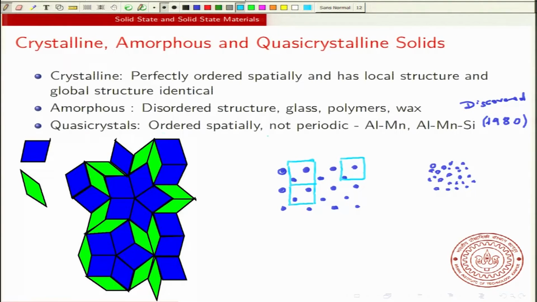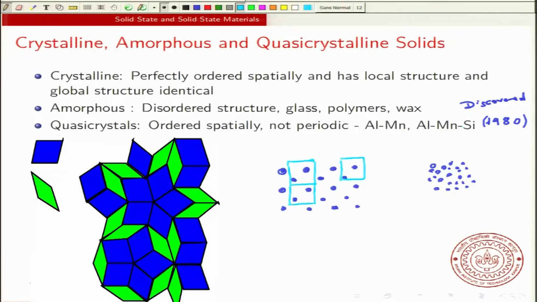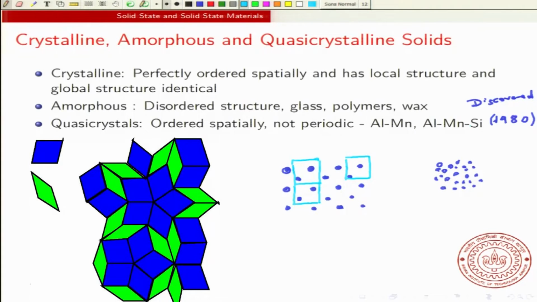You say it is ordered spatially, but it is not periodic, and this has been observed in some alloys like aluminum manganese alloy, aluminum manganese silicon alloy. So, just to show you what something that is ordered but not periodic would look like. Okay. This is a picture of a two-dimensional quasi-crystal.